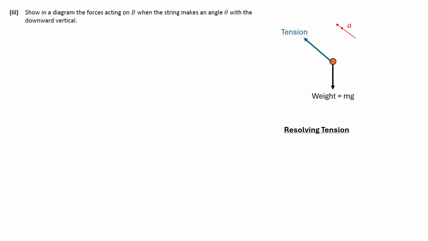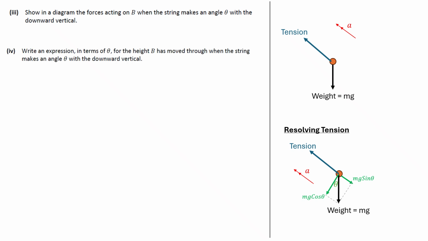So I'm also going to do some resolving. Again, we don't need resolving for part 3, so to get our marks in part 3, we don't need it. But resolving is going to make it a little bit easier for us as we move forward. So remember, we want to have all of our forces parallel or perpendicular to the acceleration. So for us, that means that tension is fine because it's parallel to our acceleration, but weight needs to be resolved. So let's do this parallel and perpendicular to A, which are these two bits here. Here is our angle theta against the downward vertical, making this mg cos theta and this mg sine theta.